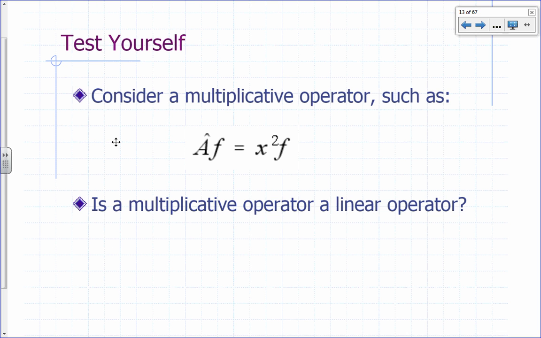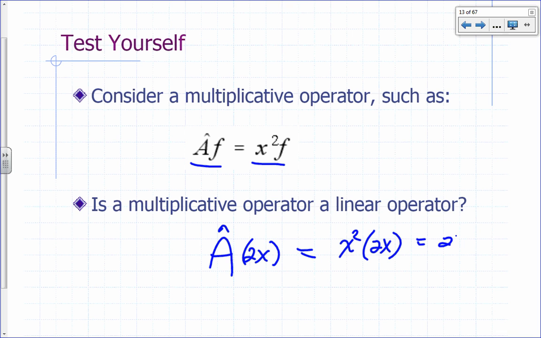Like, for example, if I define A hat f is equal to x squared f. All it does is, whatever the function f is, I multiply it by x squared. So if I would do A hat operating on 2x, it's going to be x squared times 2x. Okay. So that's a multiplicative operator.